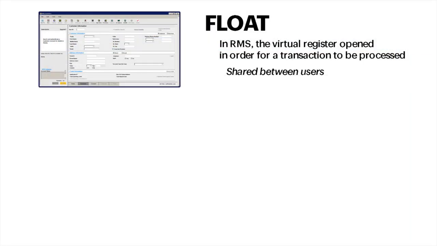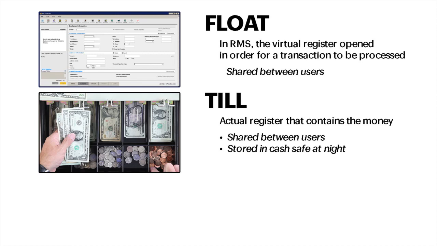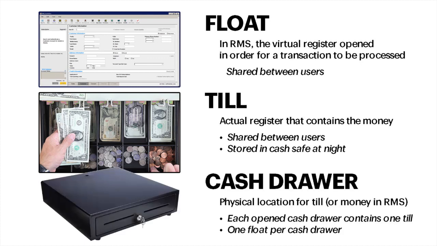RMS uses a term called a float. The float is the virtual register opened in order for a transaction to be processed. All users have the same access to each register. No register is assigned to an individual. The till is the physical insert that contains the cash and coins. These are taken to the safe after the store is closed. The cash drawer is the drawer that opens and closes and houses the till.